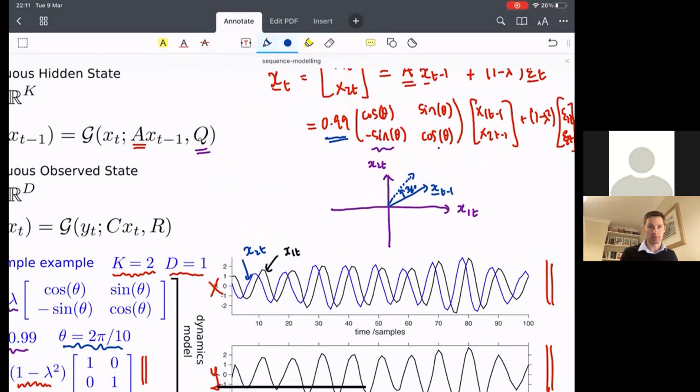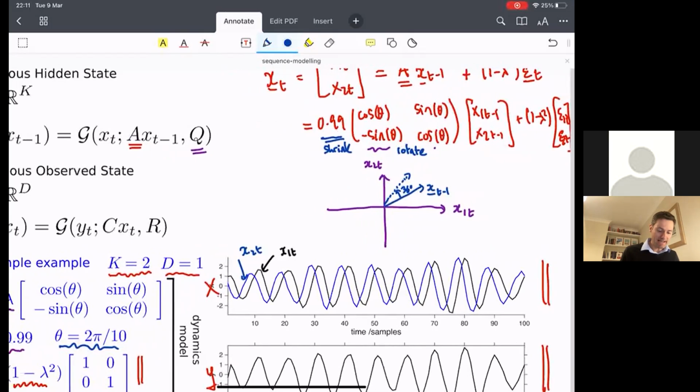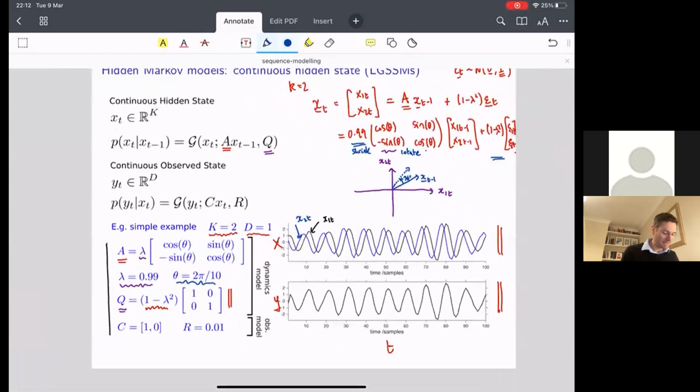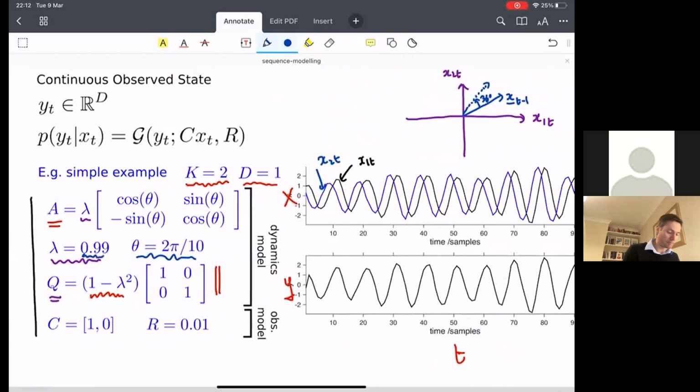So we've rotated it by 36 degrees and then multiplied it by 0.99, which will make it 1% smaller. So this thing, rotate and shrink, the two steps here. And now we're going to add in this noise component over here. And the noise is independent, as we said. And if you remember, lambda is taking a value of 0.99 here.